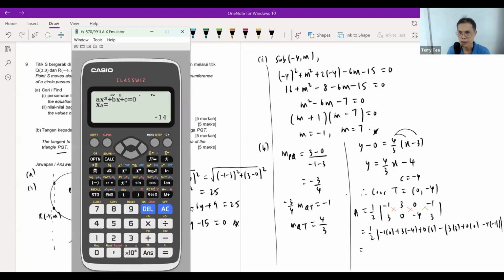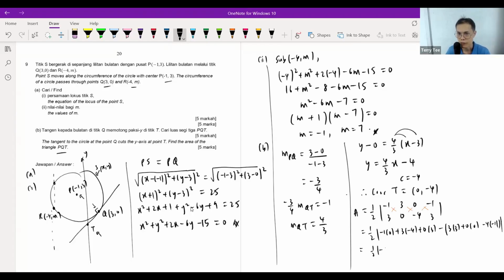So the first one is -12. Okay, -12, the 0 all becomes 0. Second one is -9 plus 4. So it's actually -12, -13, -25. Half of 25, 25 divided by 2, is 12.5.